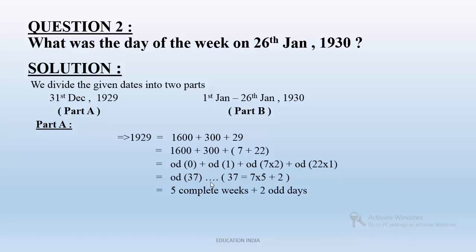Since 37 is a number greater than 7, the total number of odd days can be calculated by dividing 37 by 7 and finding out the remainder. The total number of odd days will be 2. Thus, 37 will consist of 5 complete weeks and 2 odd days, since when 37 is divided by 7, the remainder is 2. So, the total number of odd days due to part A is 2.